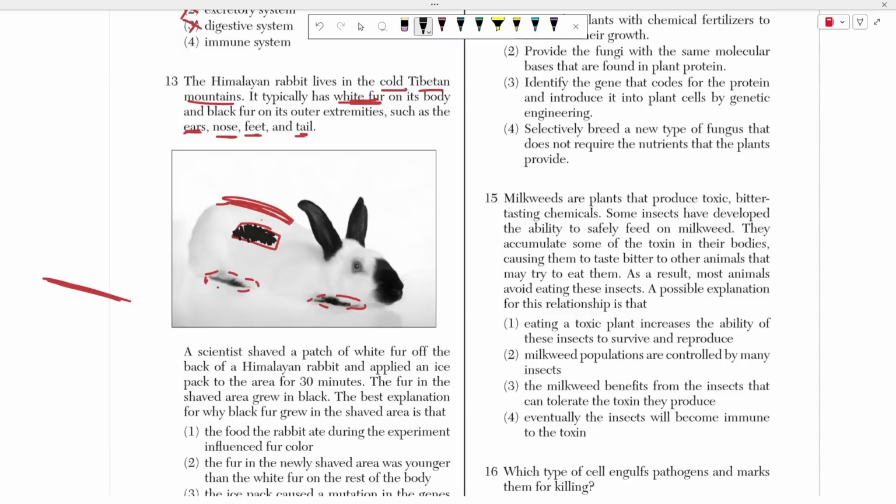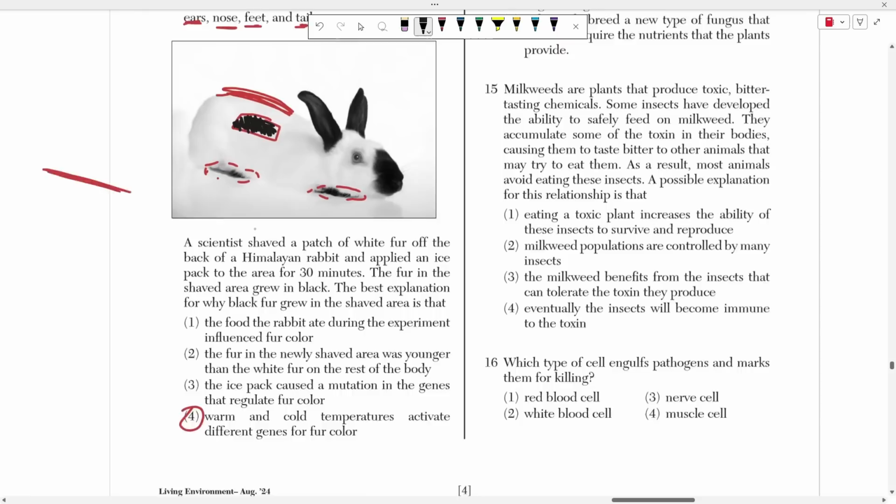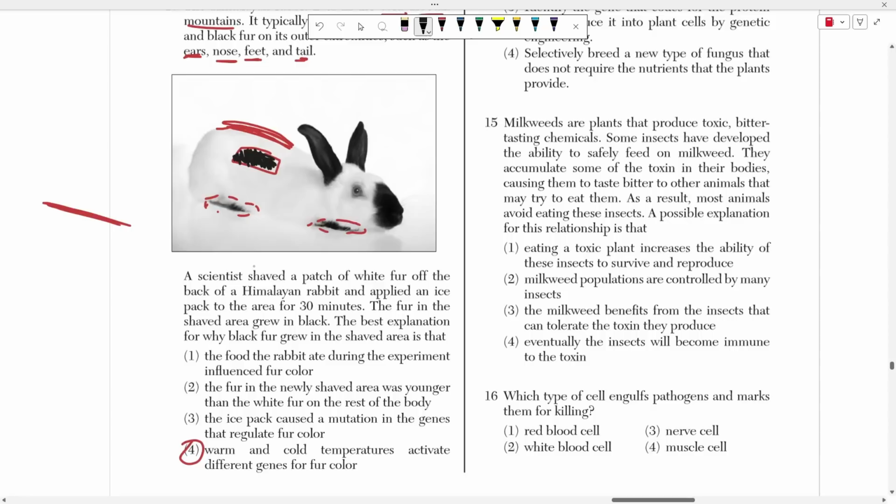So that tells us that cold weather stimulates the animal, in this case the rabbit, to produce different coats or different colors of coat. So warm and cold temperatures activate different genes for fur color. Okay, fur color is definitely going to be a gene, and certain genes can be activated and deactivated by the environment. That's called an epigenetic factor.